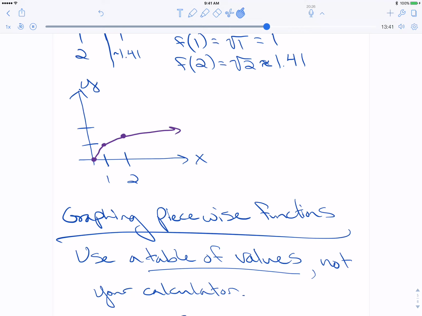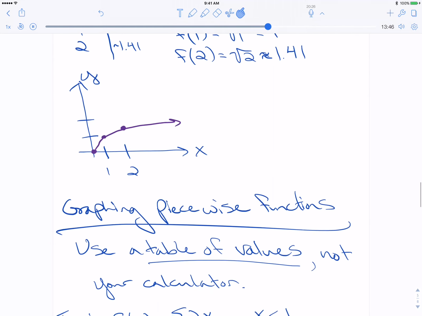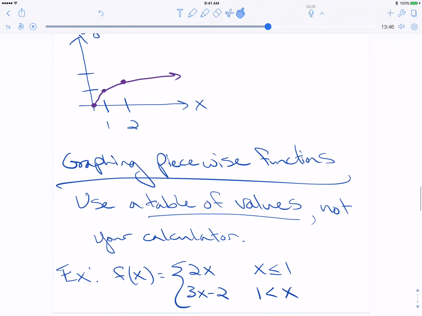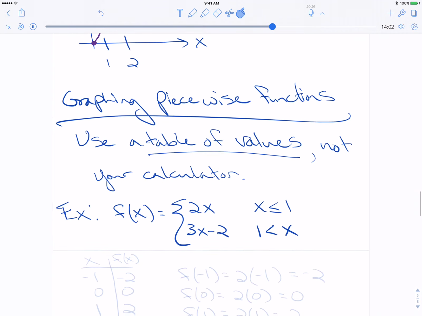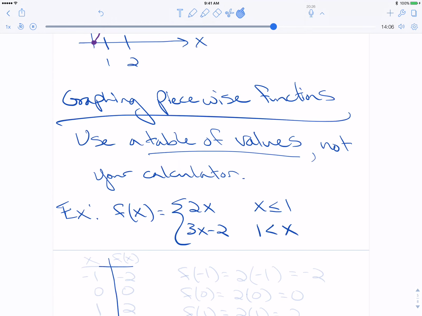So if you plot 2x and 3x minus 2, you're just going to get the full graphs for both, and that's not what a piecewise function is. The piecewise function that I've given you in this example is 2x whenever x is less than or equal to 1, and 3x minus 2 whenever x is greater than 1. Okay? So that's why you want to do a table of values. If we construct that here, we have our x and our f of x.